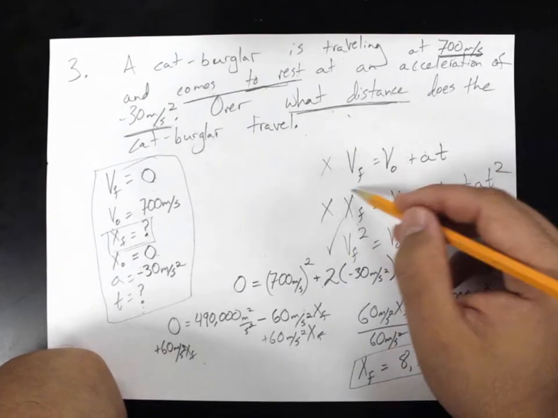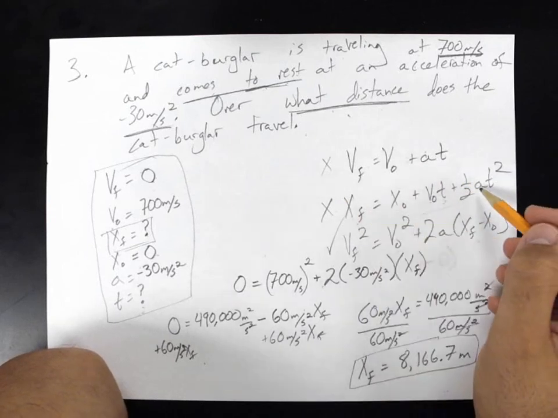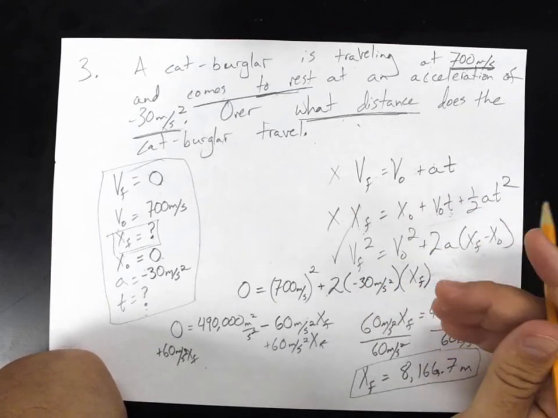You use this one when you don't have x. You use this one when you don't have final velocity, and you use this one when you don't have time. That's what we did in this scenario.